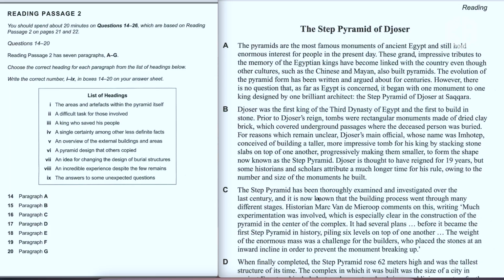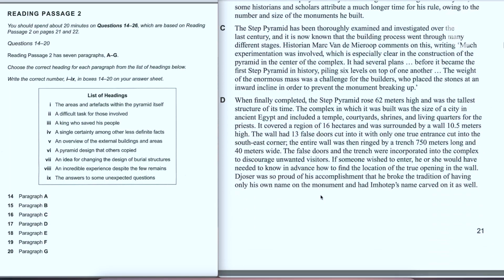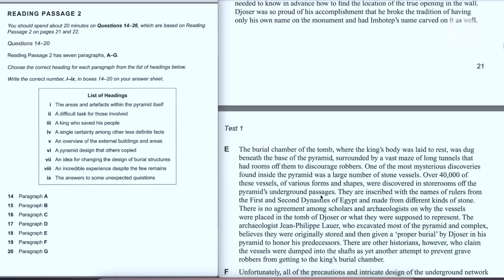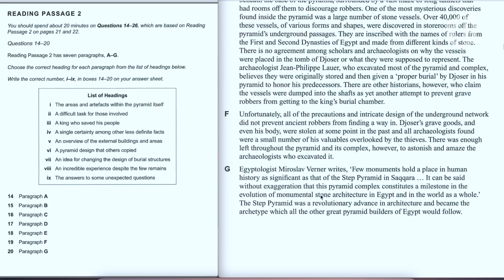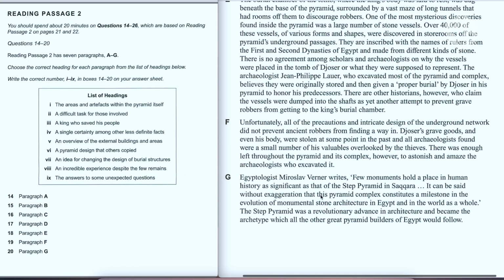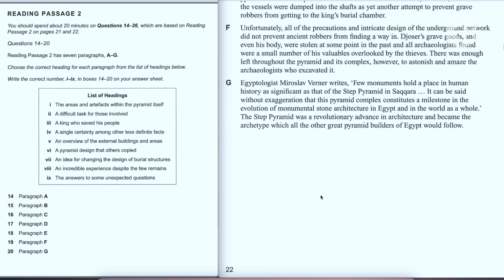You do the same for 15, paragraph B, paragraph C, paragraph D, come back, make a choice. Paragraph E, come back, make a choice. Paragraph F, come back, make a choice. Paragraph G, come back, make a choice. Please do not look for synonyms or direct matches. Read the paragraph, summarize the paragraph in your head in a few words, and then see which of these sentences matches that paragraph the most.